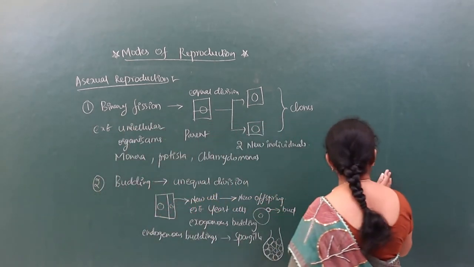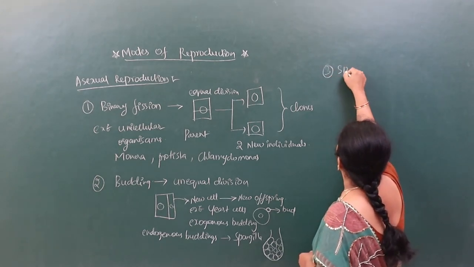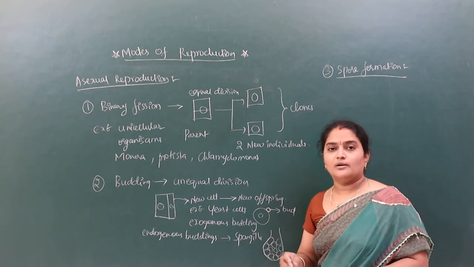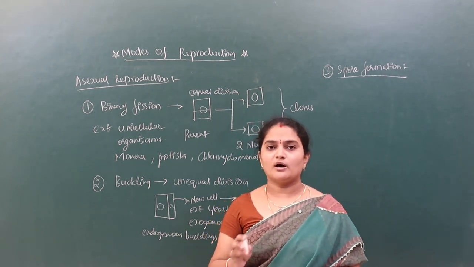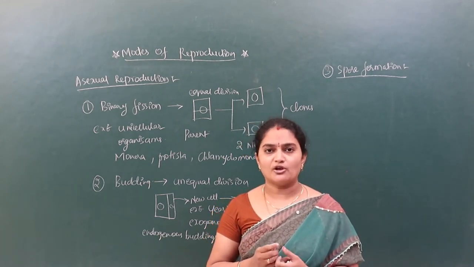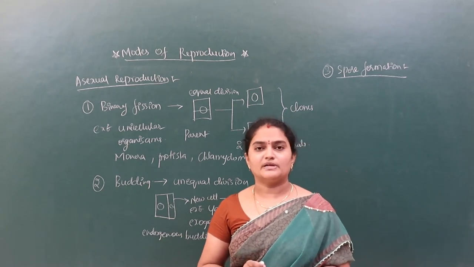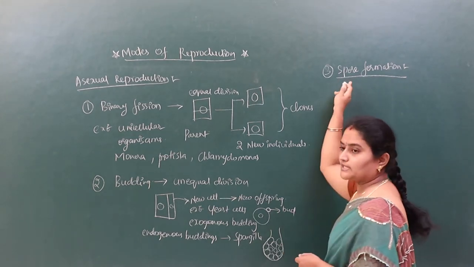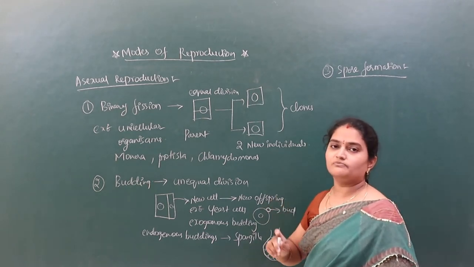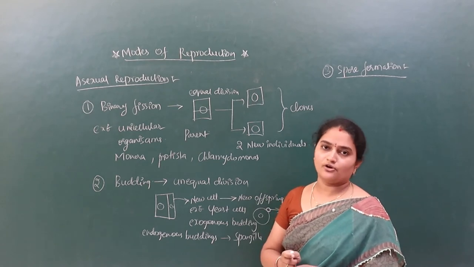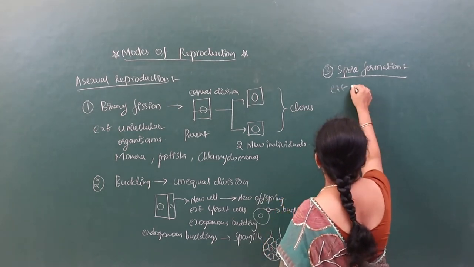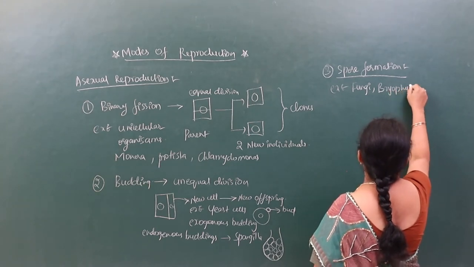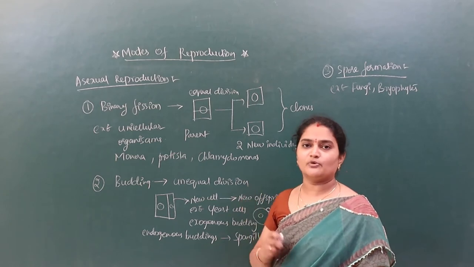The third type of asexual reproduction is spore formation. Spores are formed by fungi, bryophytes and pteridophytes. This asexual type of reproduction is exhibited by fungi, bryophytes and some species of pteridophytes. They undergo this type of spore formation.